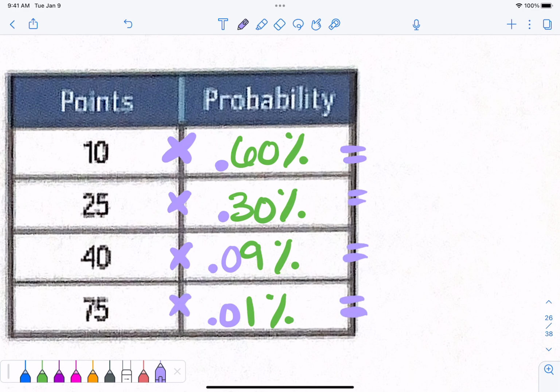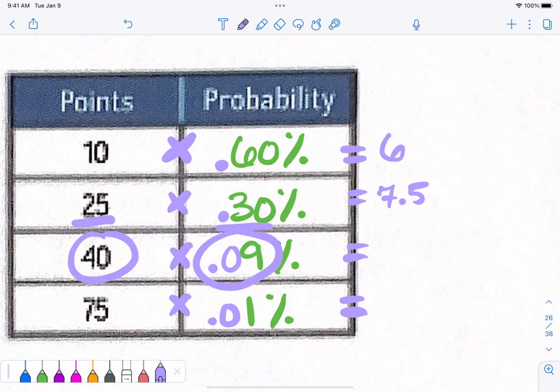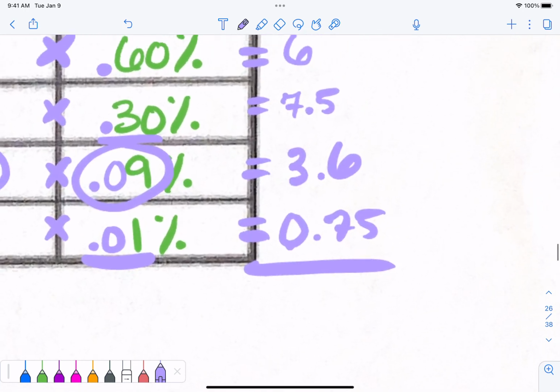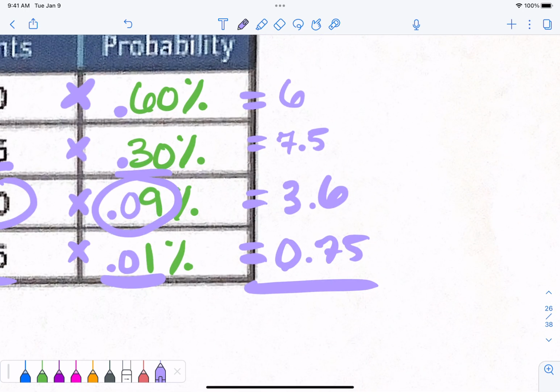So we're going to multiply those. What is 10 times 0.6? That's just 6. Do you know what 25 times 0.3 is? You can do this in your head. What's 3 times 25? It's 75, so we move the decimal, so 7.5 is about 30% of 25. Okay, what's 0.09 times 40? 9 times 4 is 36. So is it 0.36 or 3.6? 3.6, right? You see how you do this in your head? Okay, what's 1% of 75? 0.75. Okay, now I add those all up. Whoa. If I add those all up, it is 6 plus 7.5 plus 3.6 and whatever.